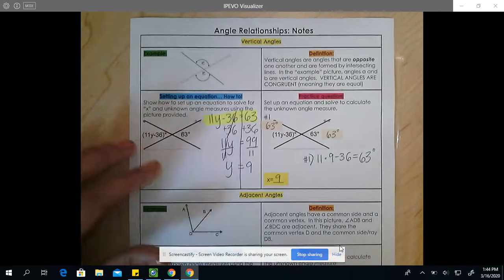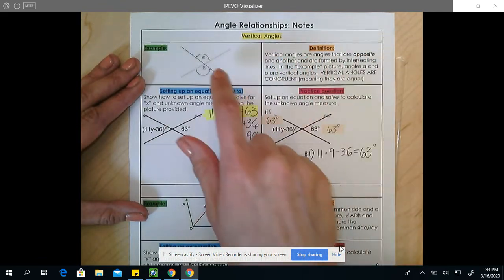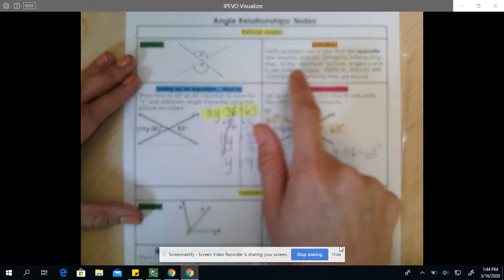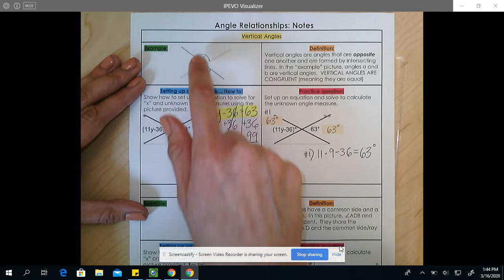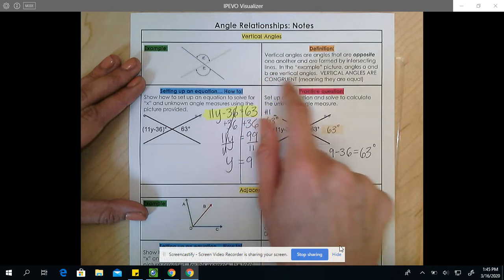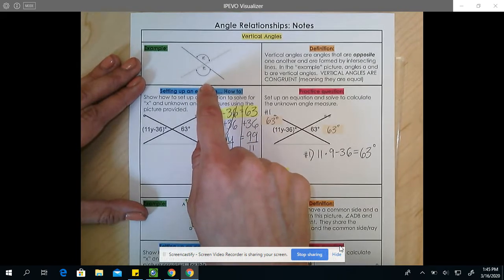The third type of angle measures is vertical angle measures. Vertical angles are angles that are opposite one another and are formed by intersecting lines. In the example picture, angle A and B are vertical angles. One thing that's important to know is that vertical angles are always congruent, meaning they are equal. So whatever A is, B is the exact same measure.